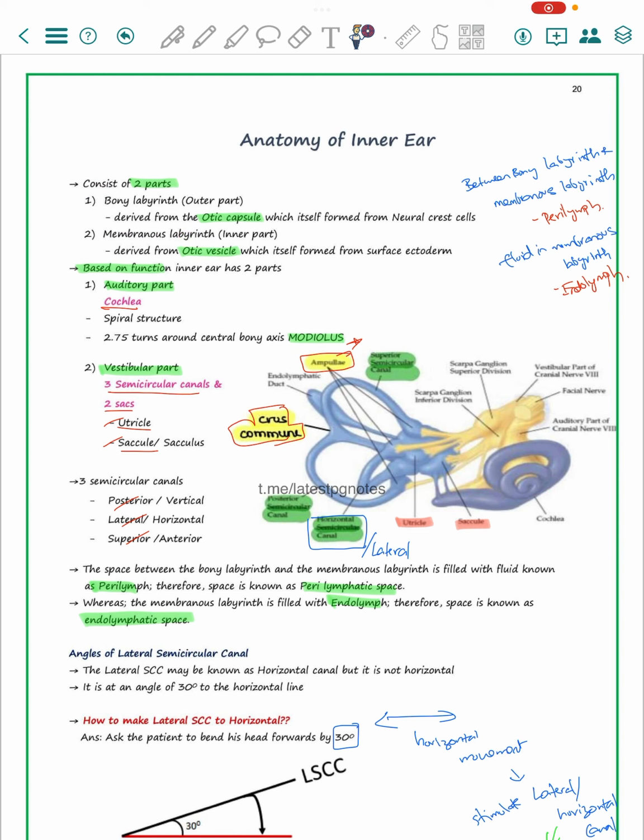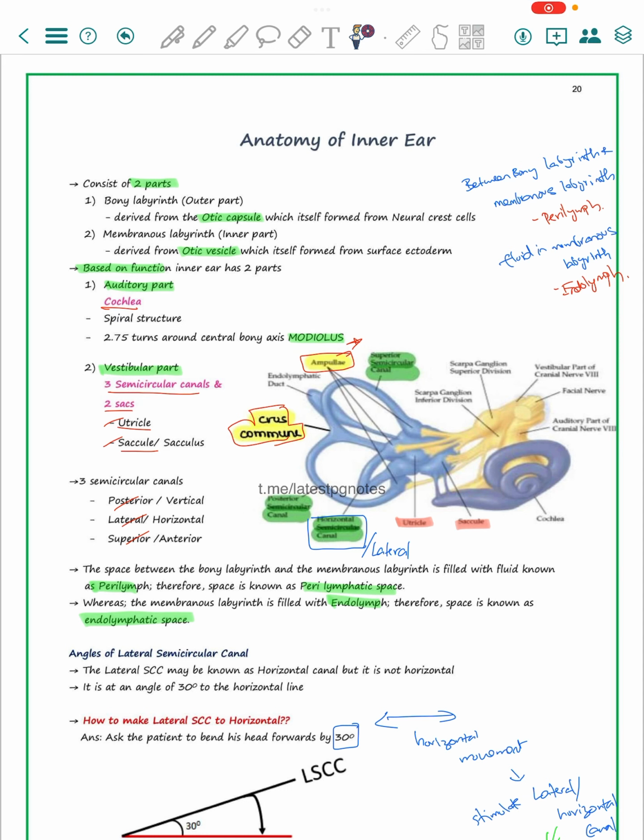If you know the embryology, this bony labyrinth is derived from the otic capsule and membranous is derived from the otic vesicle. Based on the function, inner ear is basically divided into two types: auditory part, cochlea; vestibular part, consisting of semicircular canals and two sacs.